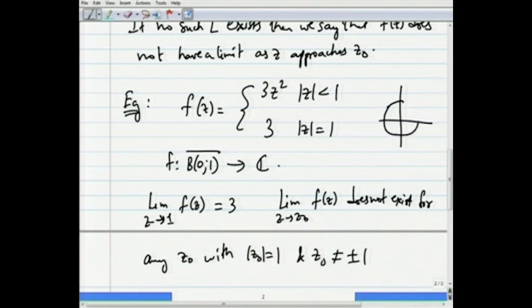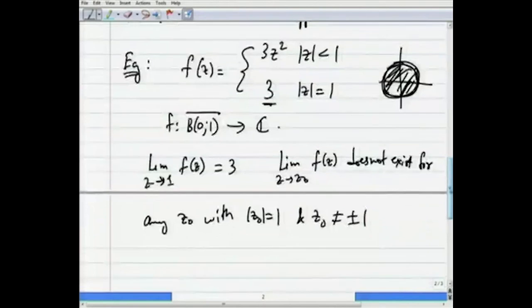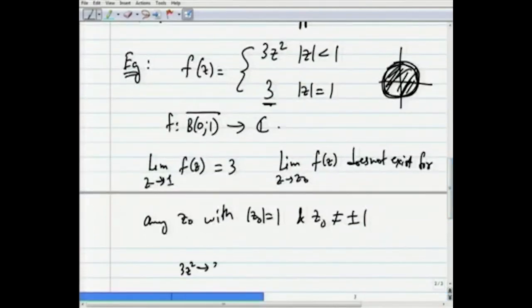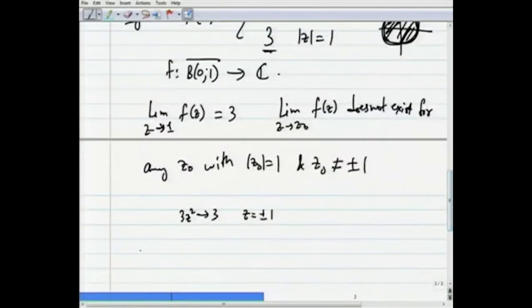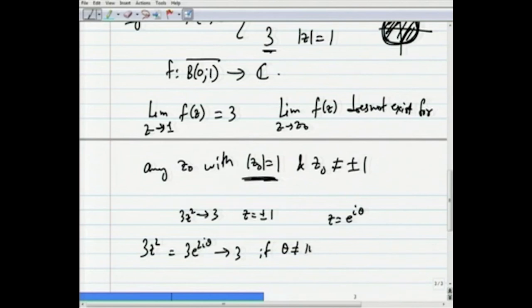So, this function is defined on the closed unit disk. It is something like 3 z squared on the inside, and then it is defined to be the complex number 3 for all of the unit circle. So, of course, we know that 3 z squared approaches 3 only when z is equal to plus or minus 1. And for others, if z naught has modulus 1, it will look like e power i theta, then 3 z squared will look like 3 e power 2 i theta, which does not approach 3 if theta is not equal to pi or 2 pi.